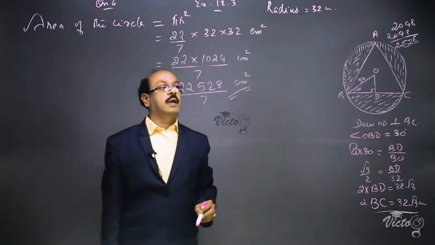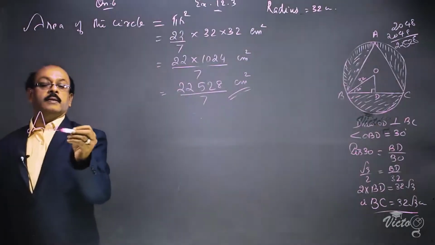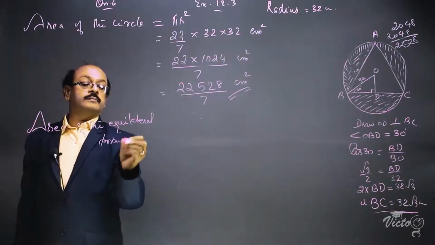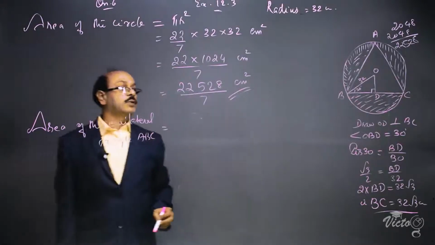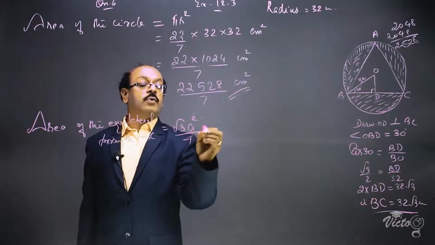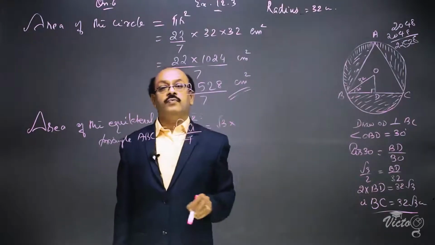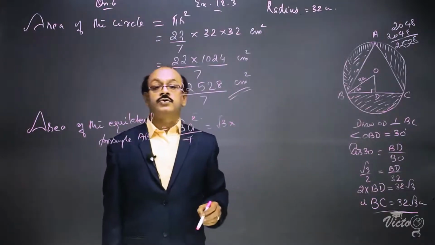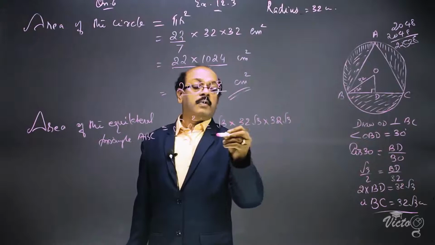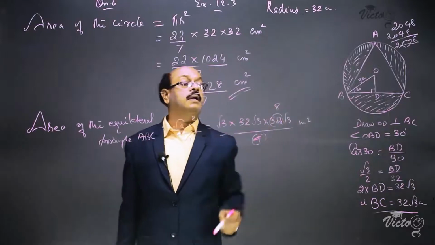Now we have to find out the area of the equilateral triangle. The area of equilateral triangle ABC is given by the formula root 3 a square by 4, where a is the length of one side of the equilateral triangle. We got the length as 32 root 3. So root 3 into 32 root 3 into 32 root 3 divided by 4 centimeter square. Now this 4 and 32 get cancelled. It is 8.